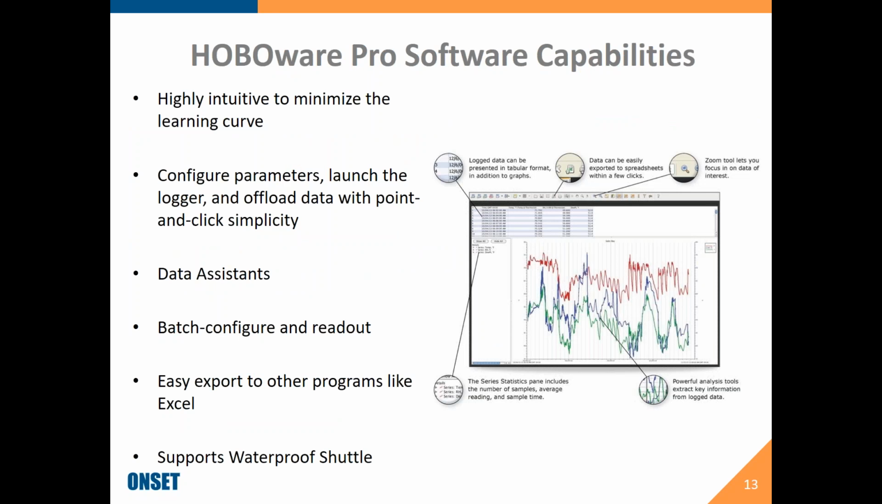Now, with our HOBOware Pro software, you have the ability for data assistance, specifically in the conductivity and dissolved oxygen. You also have the ability to batch configure and read out data loggers. Basically, batch configuration is a time-saving feature that allows for large quantities or groups of loggers to be configured with the same parameters. And again, we have quite a few videos on our resources page of our website that go into a little more depth of HOBOware and HOBOware Pro and its functionality.